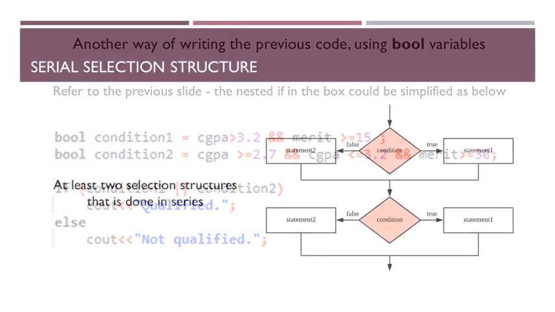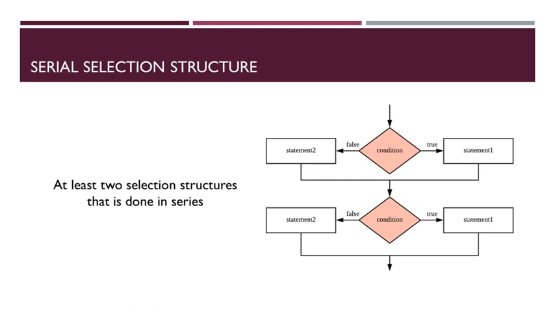Next, let's move on to serial selection structure. So what is meant by serial selection structure? It means there must be at least two selection structures that are done in a series. As you can see in the flowchart, there are two selection structures in one series.